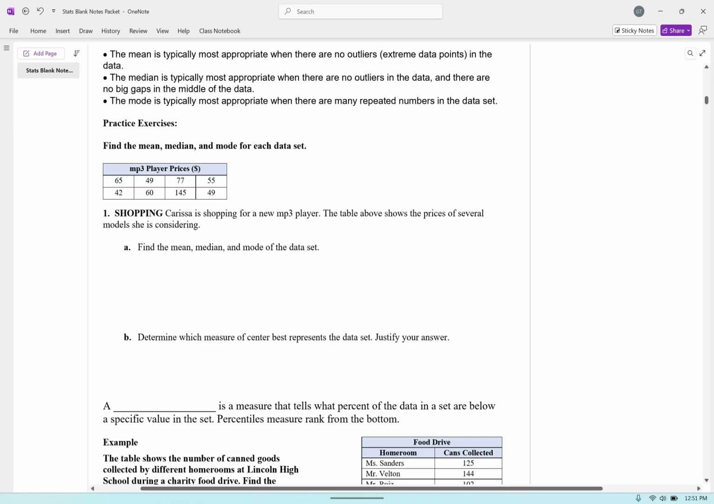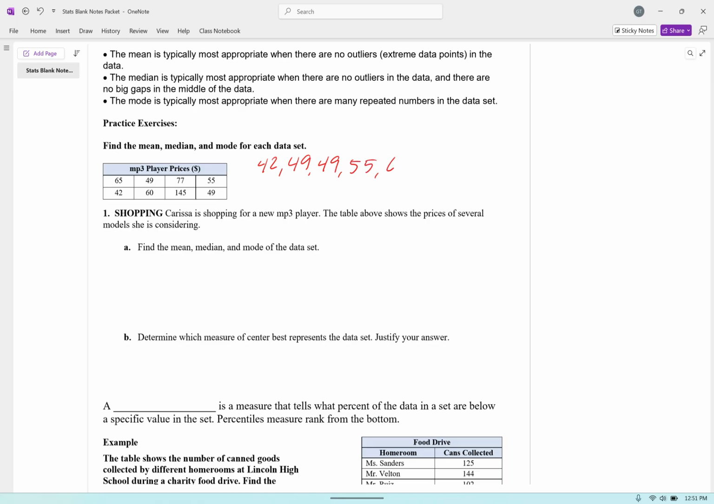All right. So first thing we got to do, list everything in order. So we got 42, okay, then 49, then 49, 55, 60, 65, and then 77, and then lastly 145. Okay, so I need to find the mean, median, and mode of all these things. All right, so the mean.